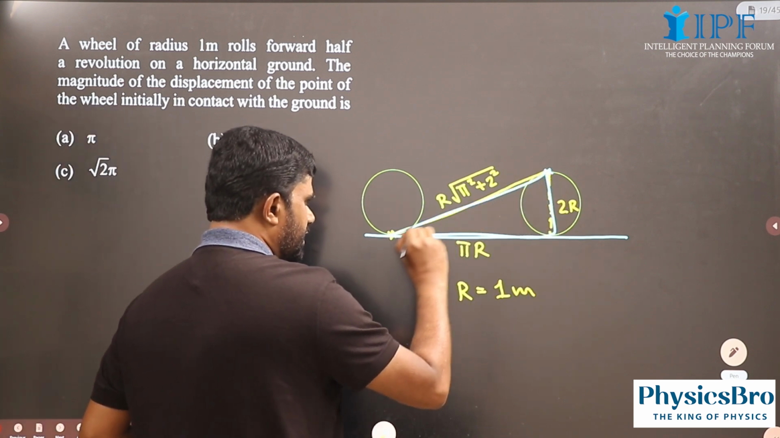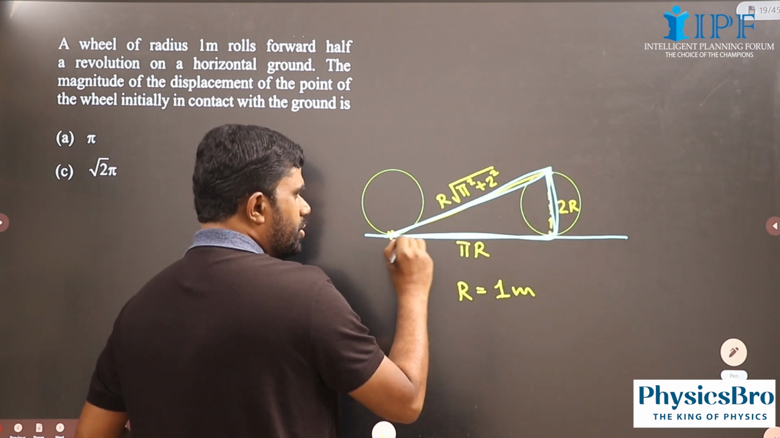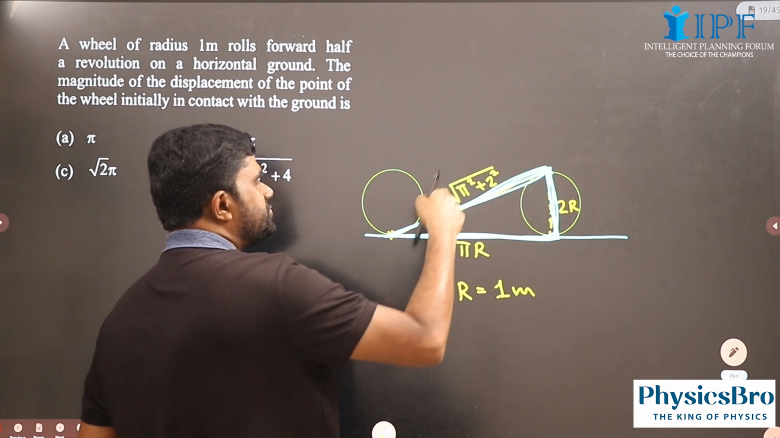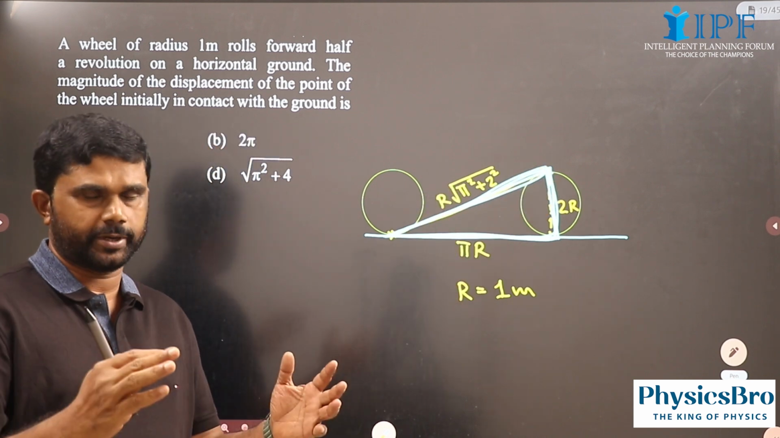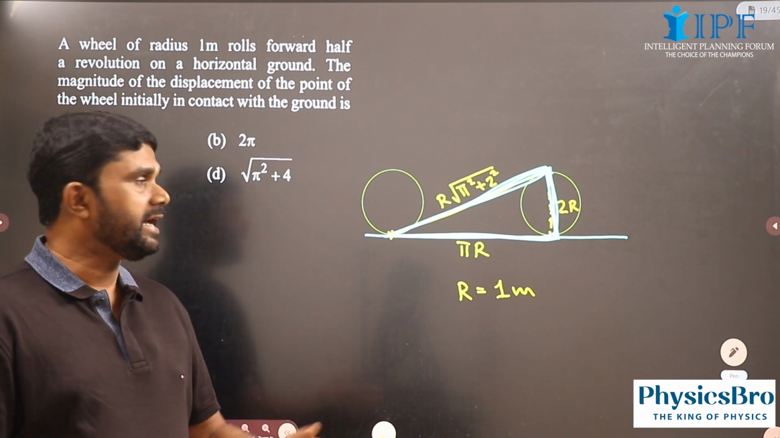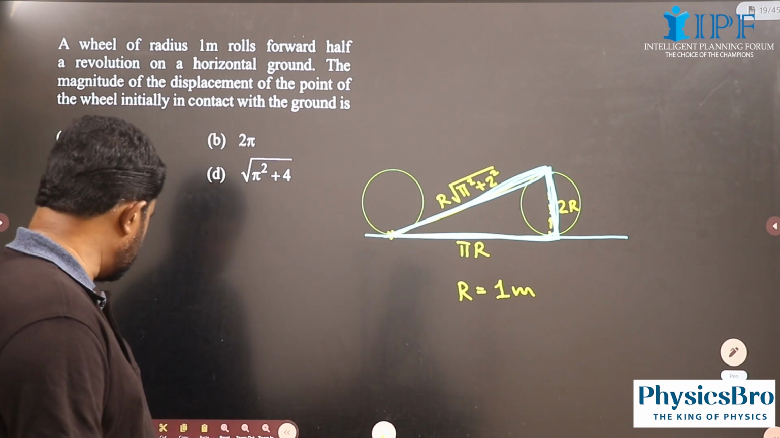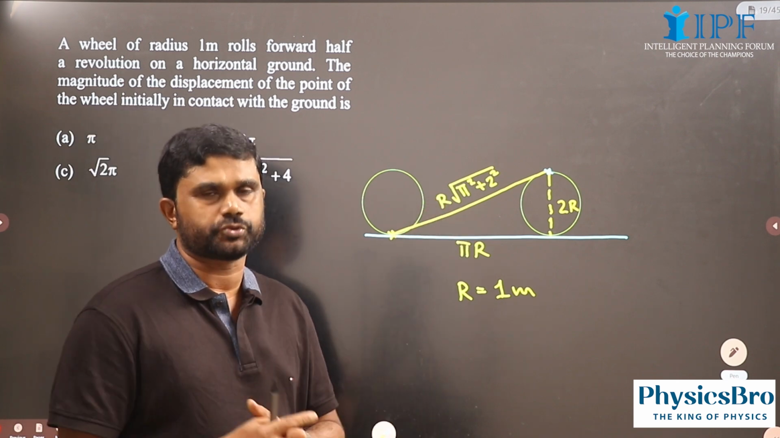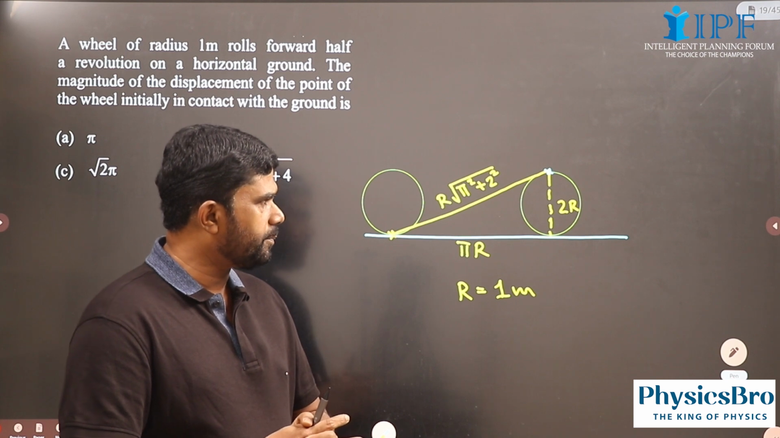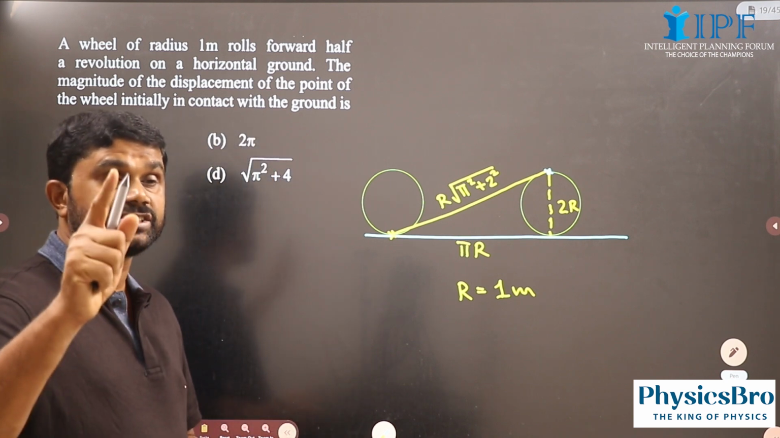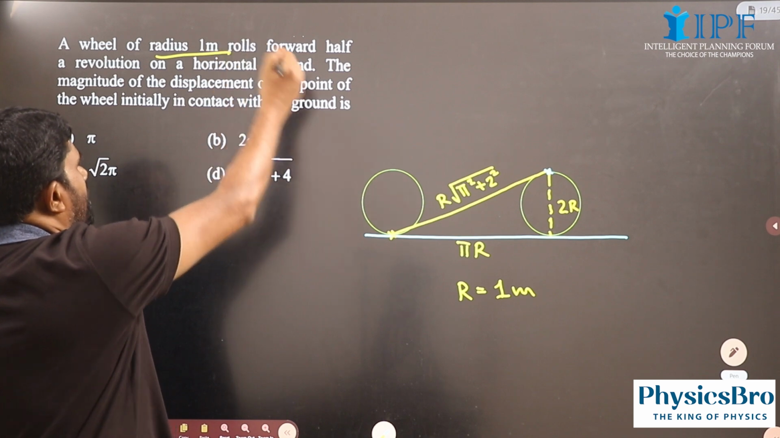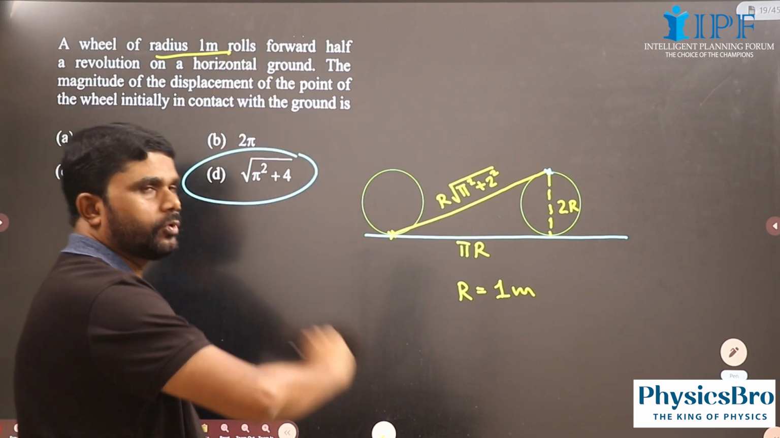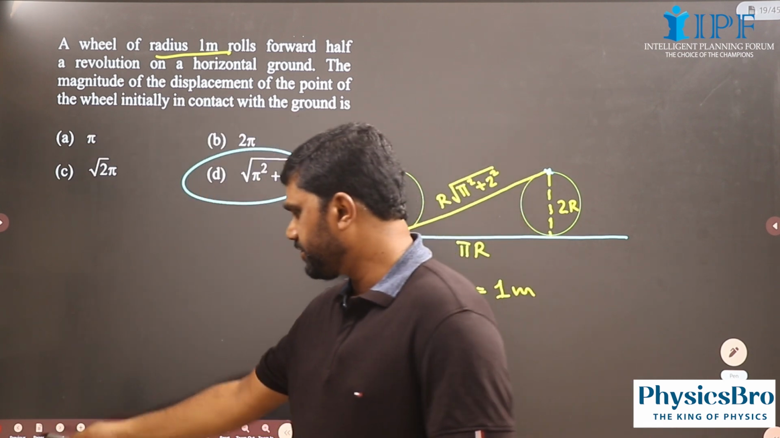Consider this right triangle. This is pi r and this is 2r. So by Pythagoras theorem, this will be the square root of pi r square plus 2r square. What is common? r, that we can take outside. If we take r outside, then square root of pi square plus 2 square, that is pi square plus 4, and r, the radius, is given as 1 meter. So it will be the square root of pi square plus 4. Now let's see what we have next.